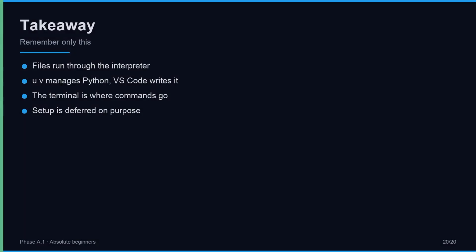The takeaway in one breath. To run code we type a command in the terminal, and the Python interpreter reads our file and performs its lines in order. A tool called UV manages Python for us, and VS Code is the editor where we write. You do not need any of this today. The setup is deferred on purpose, so that understanding can come first. Next lesson, we meet variables.